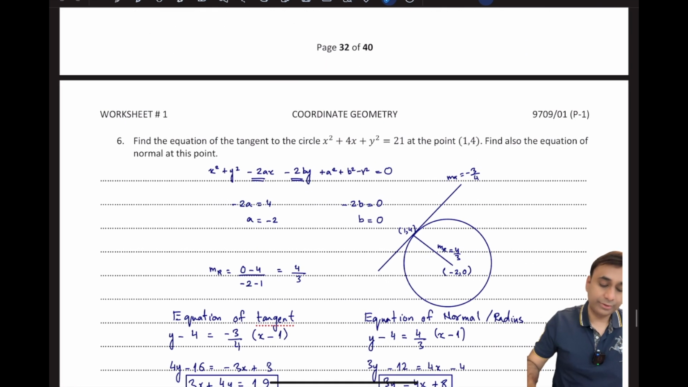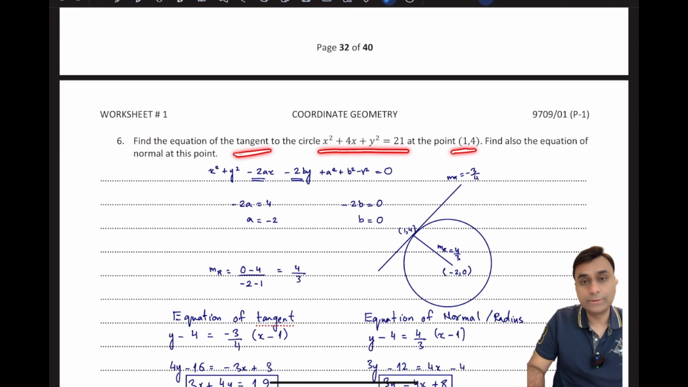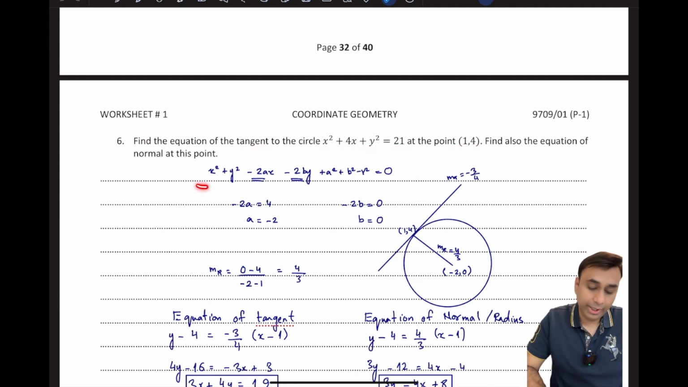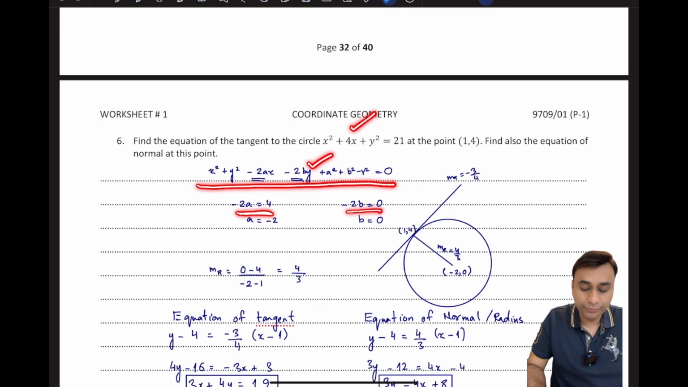Let's have a look at a question where it says, I've been told the equation of circle and I have a tangent drawn to that circle at 0.14. So we have to find the equation of tangent as well as normal. So first thing, we will look at the equation of a circle, the standard equation of the circle, and we can use that to compare and find out the a and b, which are basically the x and y coordinates of the center of the circle.